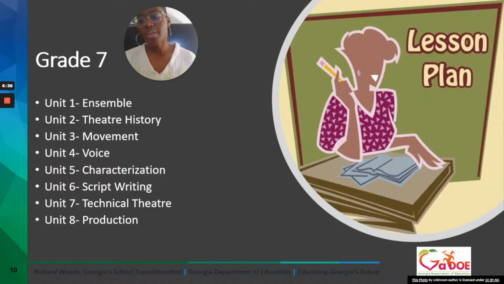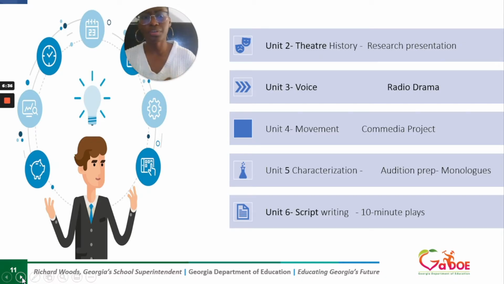Now let's take a look at some of the project ideas for grade 7. And again, the titles of the units are very similar. It's just the key concepts that you focus on for each unit are a little bit different. So for Unit 2, theater history, I oftentimes focus on the other half of the timeline. So we may stop at the Middle Ages or stop at the Renaissance period. And then we move on from there onto modern theater.